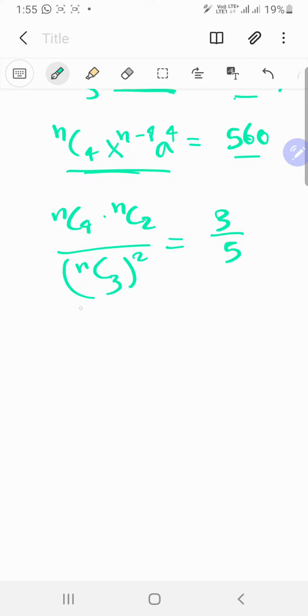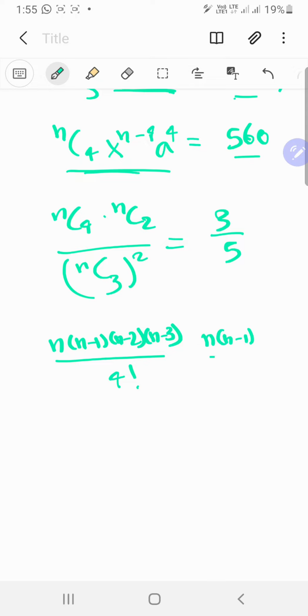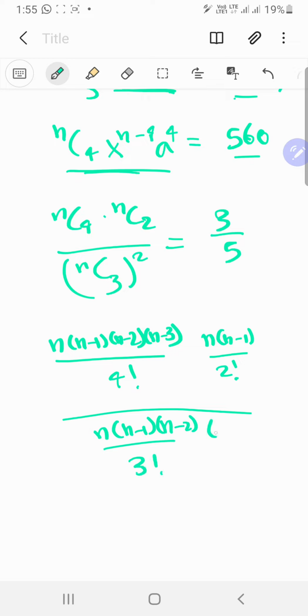And then let's see what the other side turns out to be. It's going to be n choose 4, which is n into n-1 into n-2 into n-3 upon 4 factorial, into n choose 2, which is n into n-1 upon 2 factorial, upon n choose 3 squared, which will be n into n-1 into n-2 upon 3 factorial into n-1 into n-2 upon 3 factorial once again. So let's see if some stuff cancels out. So this cancels, and you also see this cancels.